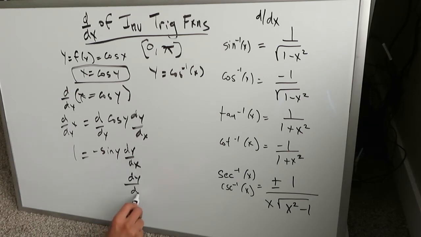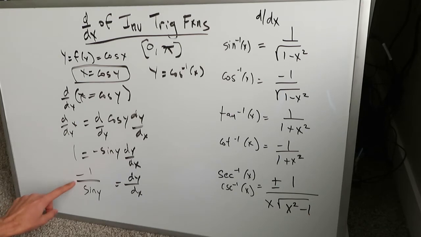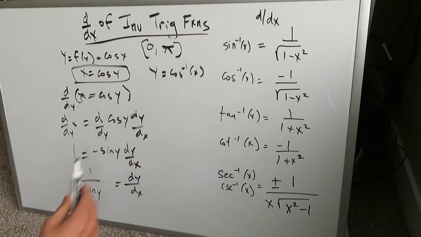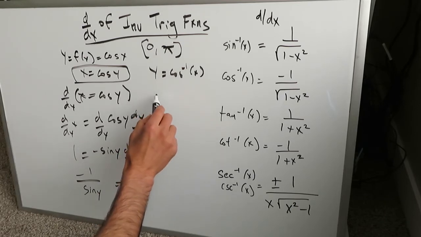dy over dx is equal to, now look over here, minus 1 over sine y. I just took the minus and I put it here with the numerator. It could be here with the numerator, it could be here on the side, it could be here with the denominator. It's all good. And now let's, in a very abbreviated format, look at that Pythagorean trigonometric identity.